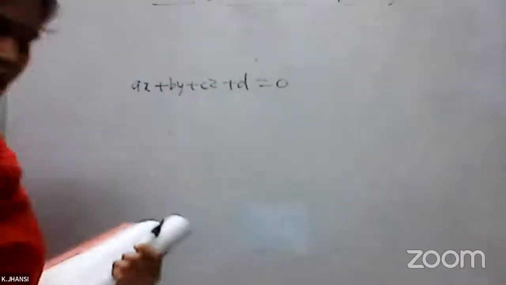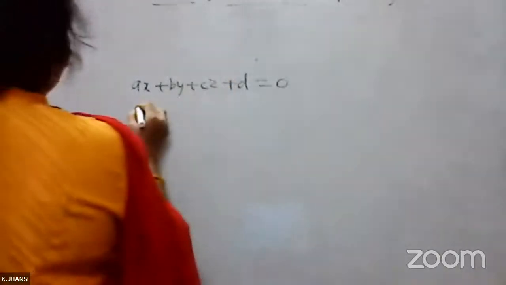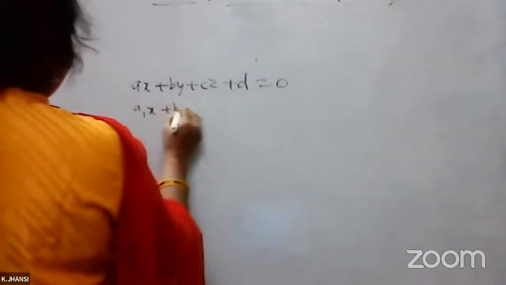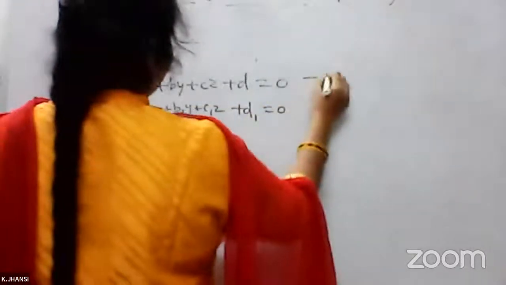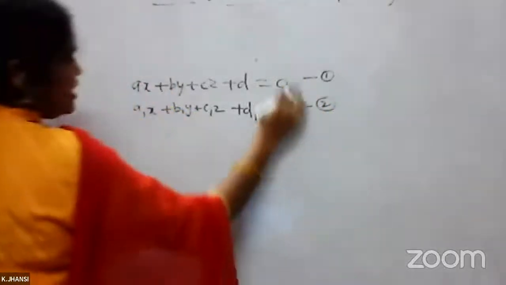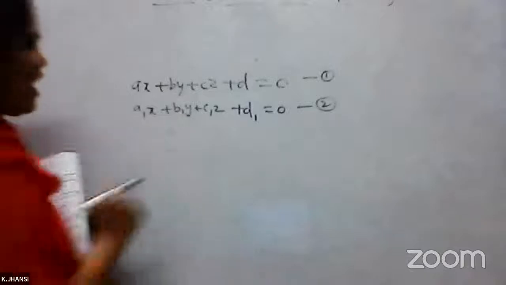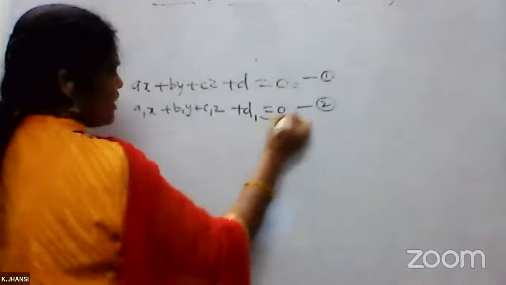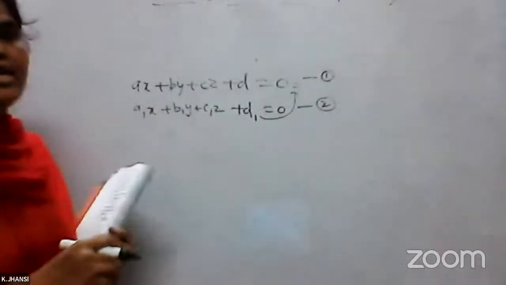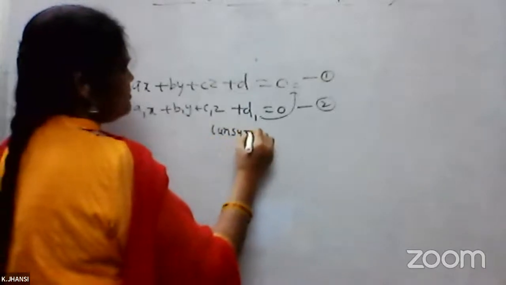See page number 100. You have the general equation of a straight line. If you have a1x plus b1y plus c1z plus d1 equals 0, and a2x plus b2y plus c2z plus d2 equals 0, the combination of 2 plane equations is called a straight line. If you write this equation, then it is called the equation of a straight line in unsymmetrical form.